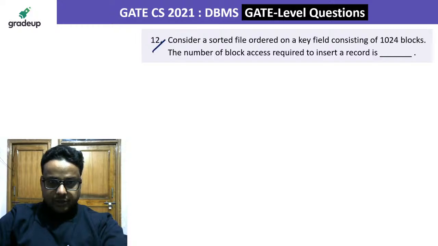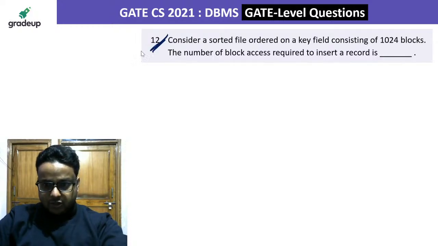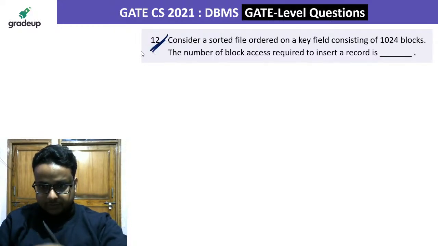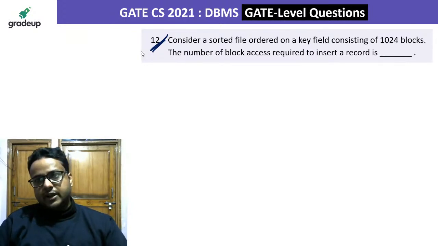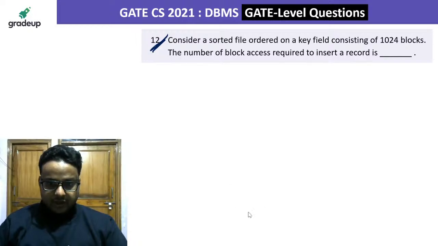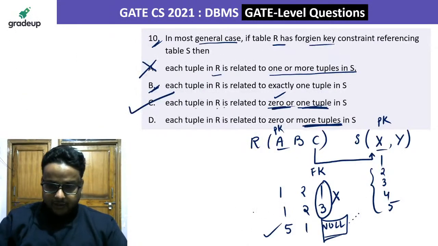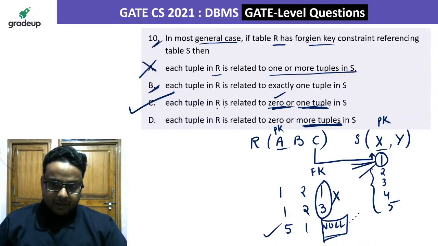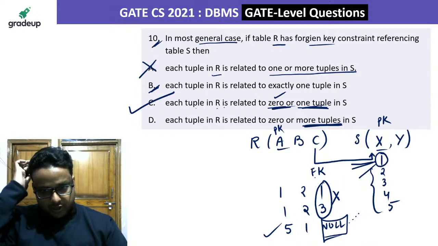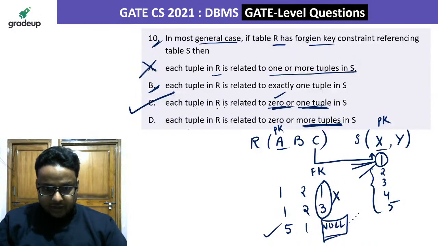Here is the question number 12. Can you tell me the answer of this question number 12? Yes, multiple. So this one may be connected with multiple, many. So 0 or more. Then the answer will be D.